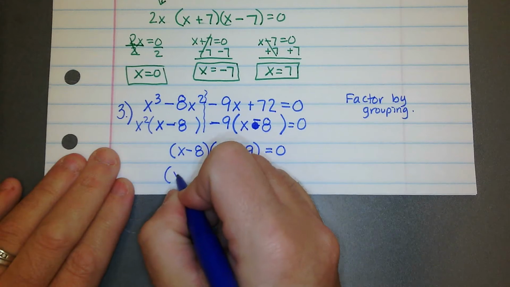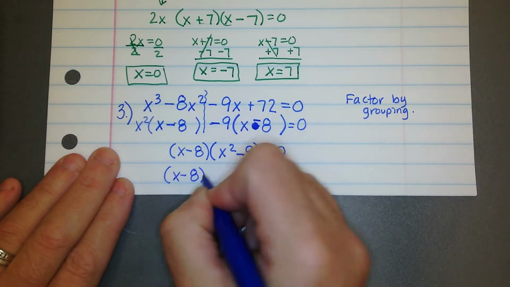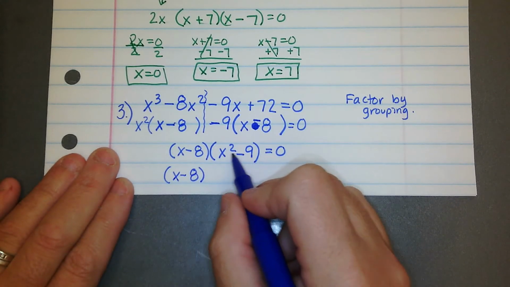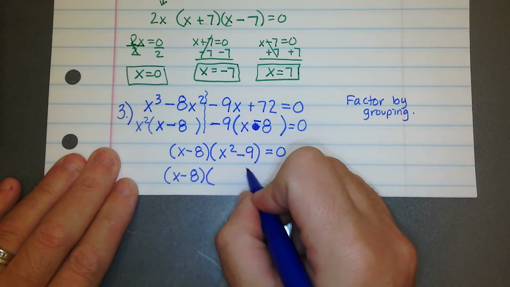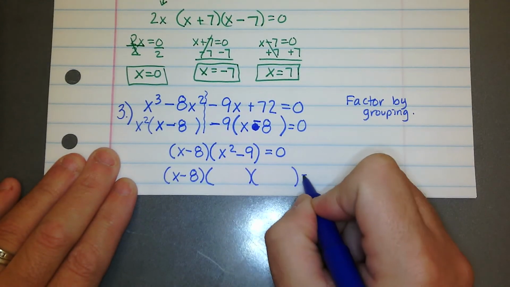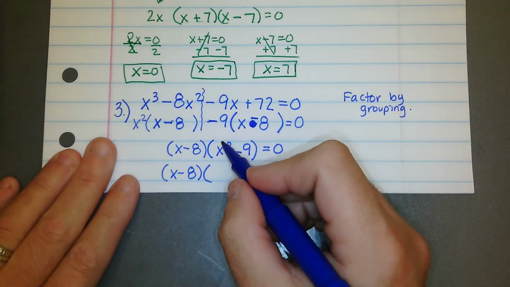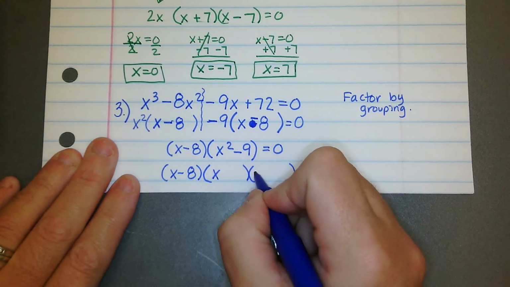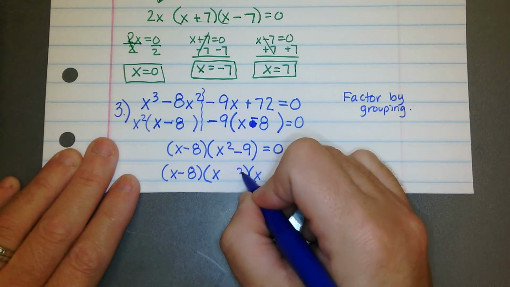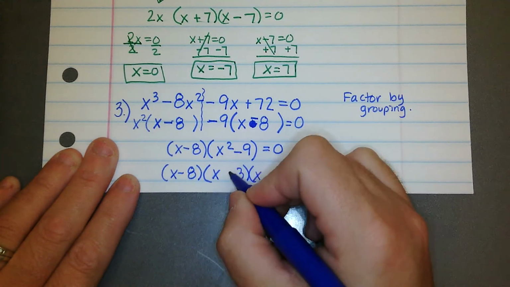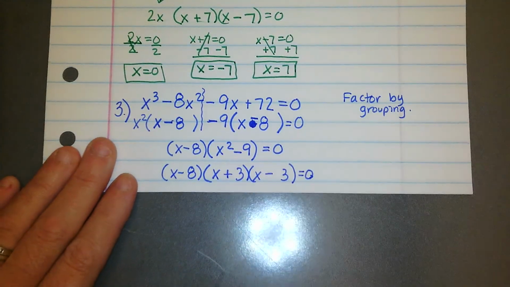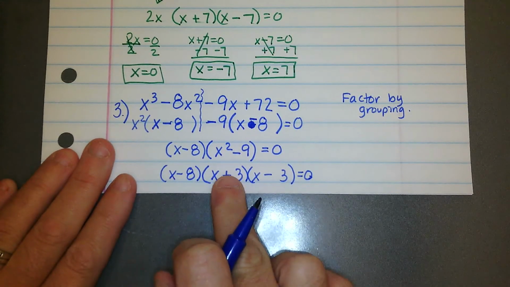I'm going to bring my x minus 8 down. This is a difference of 2 perfect squares. I need 2 sets of parentheses. Oh yes, this happens. It's pre-calc. It happens a lot. We're going to break up our x's. Square root of 9 is 3. And this is 1 plus and 1 minus. I have 3 factors here.